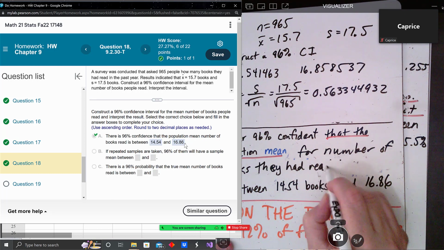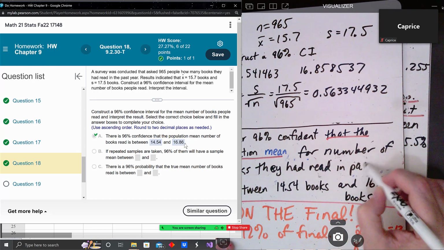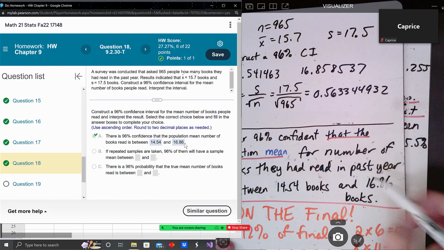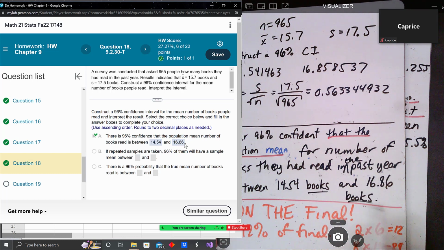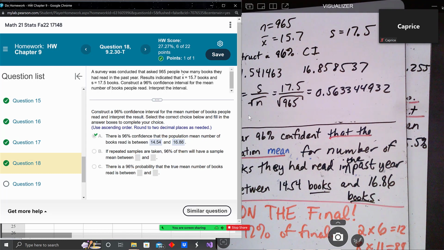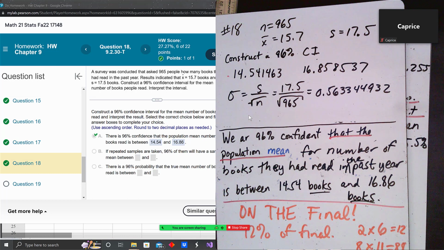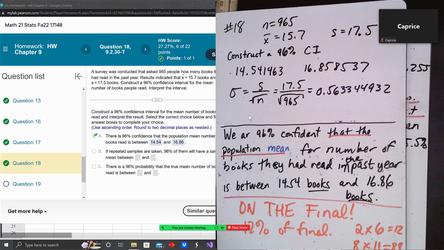I wrote the color spelling for "red," not the. And I should have a "the" in there, but I'm running out of space. In the past year. So by adding books, the sentence makes sense. Oh, I got text in the way. We are 95% confident that the population mean for number of books they had read in the past year is between 14.54 books and 16.86 books. That way, when you give an item to the mean, it makes more sense. And just like the proportion, you turn it into percentages, it makes a little bit more sense.